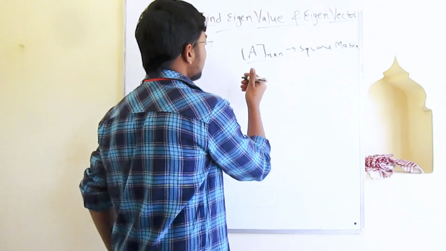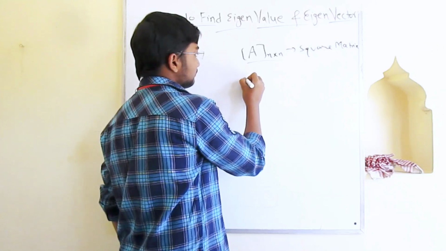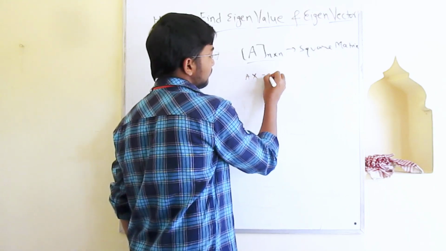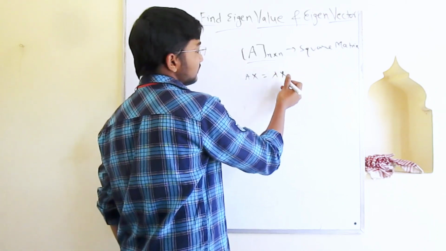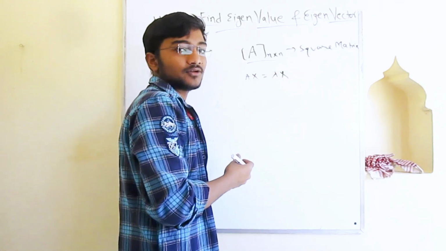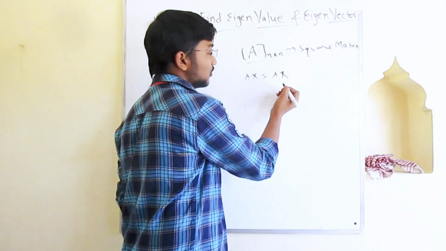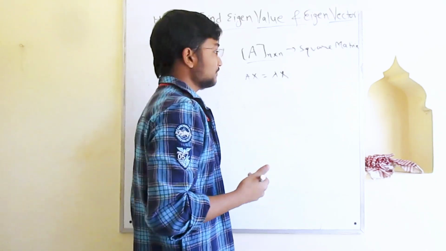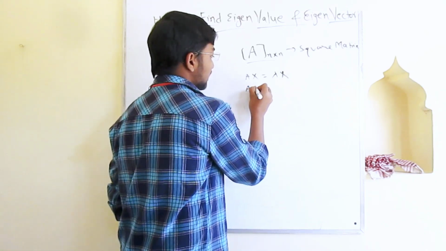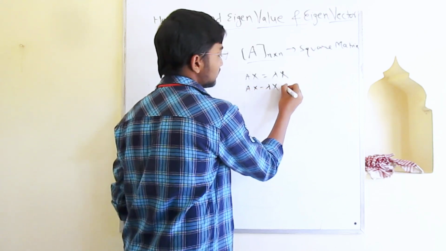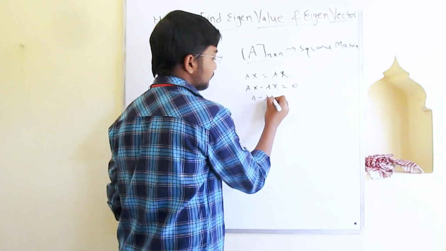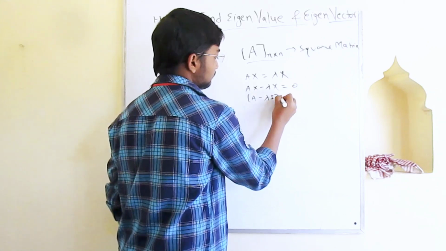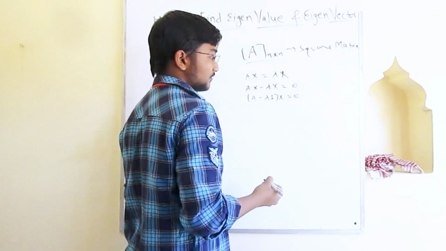Basically there will be one term, that is Ax equal to lambda into x. Here x will be the eigenvectors, and lambda is any scalar quantity. So Ax minus lambda x is equal to 0, and from here you can say that (A minus lambda I) into x is equal to 0.